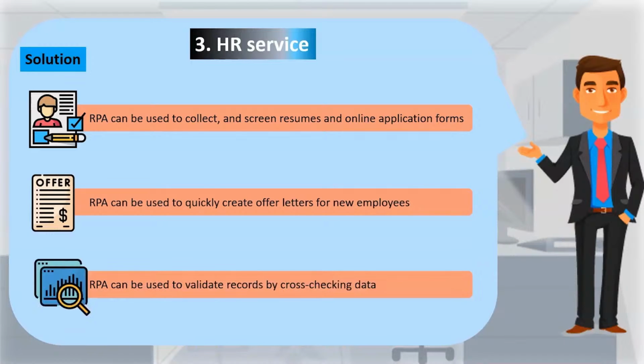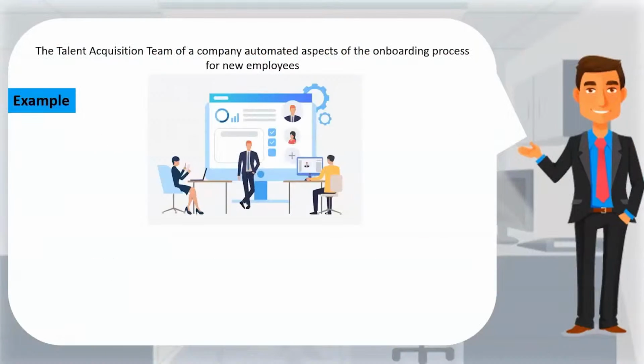It can also validate records by cross-checking data such as absentee reports against time logged in the corporate network and alerting when information is missing or inconsistent. The talent acquisition team of a company automated aspects of the onboarding process for new employees. Previously, the onboarding paperwork was completed manually by one person, consuming a significant amount of employees' time that could have been spent on more valuable work.